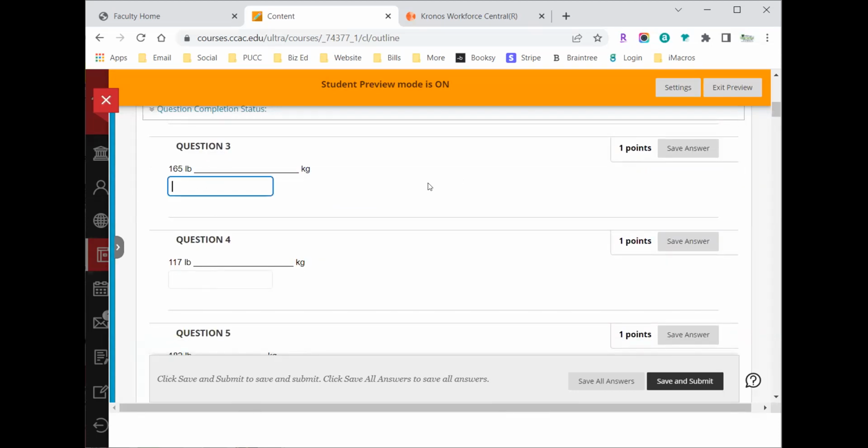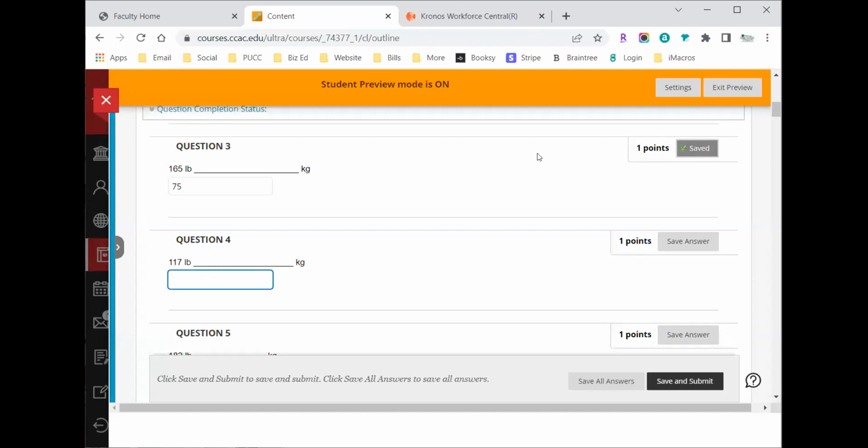Now for this one, I'm going to need to use my calculator because I don't have that memorized. So I'm going to take the patient's weight in pounds, 165, and divide by 2.2. Now that one is an even number, 75 kilograms. So I just leave that alone.